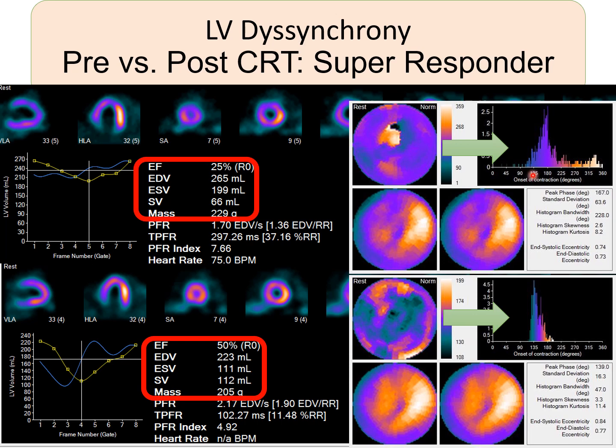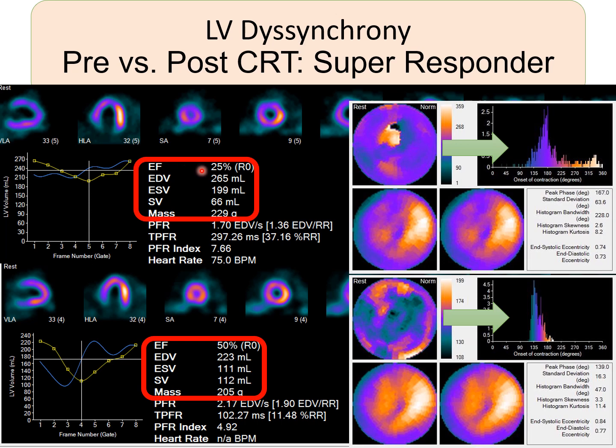But also note that the dyssynchrony is quite extensive, 64 degrees. Remember, we're looking for 43. And post resynchronization, it drops down to 16. So the synchronicity based on the histogram alone is significant. But look at the functional parameters.